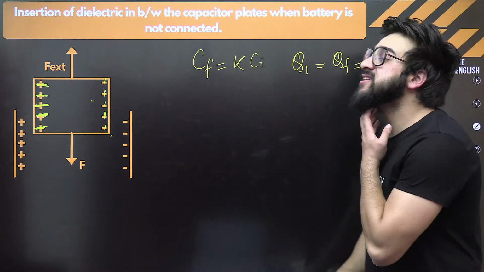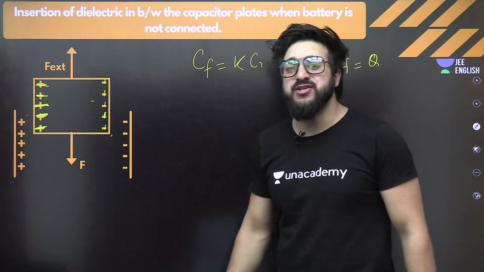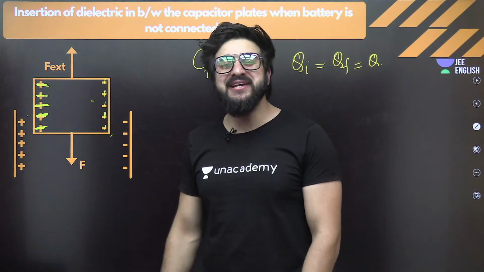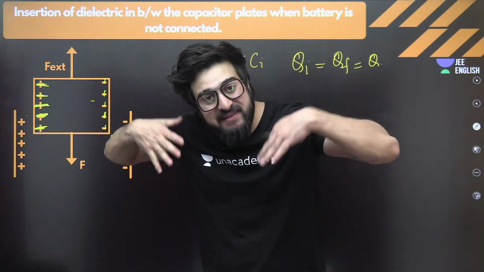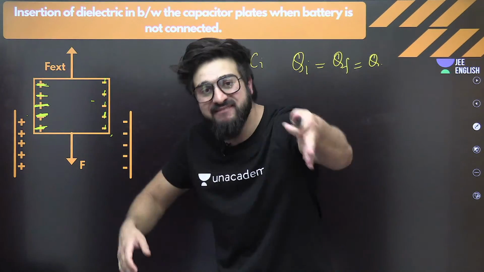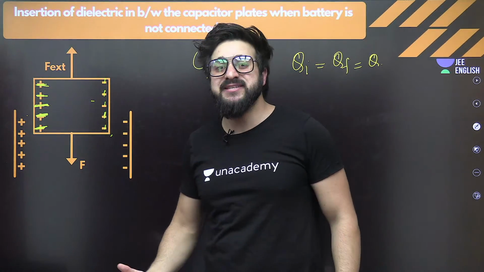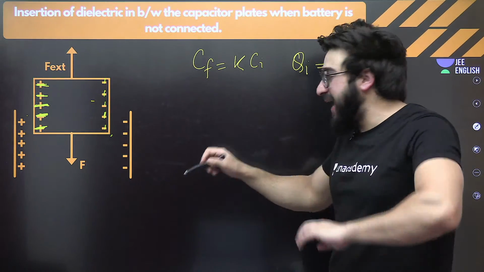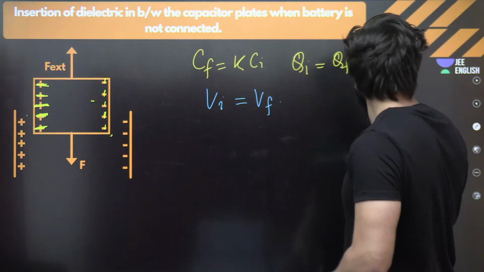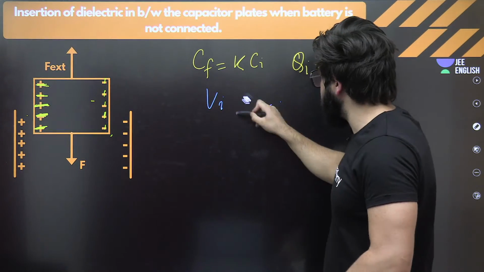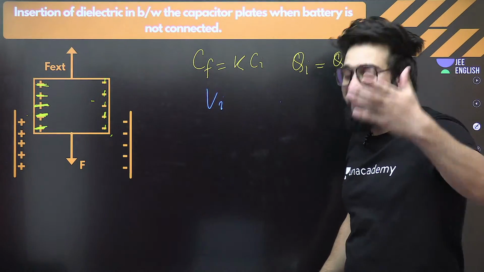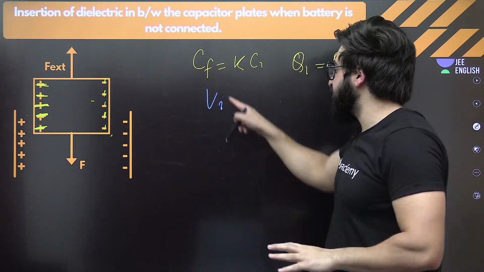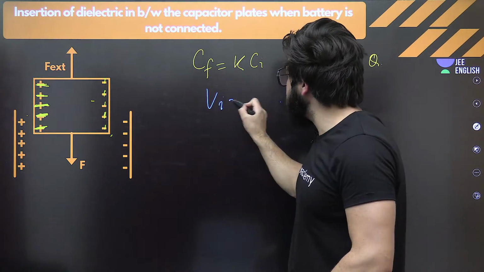100%. Now, the third point: what happens with the potential? Potential completely depends upon the battery. So in this case, the potential will change. Initially the potential will be something, finally it will be something else, because the potential is not the same. We will check how much the potential will decrease. So this is the initial potential.